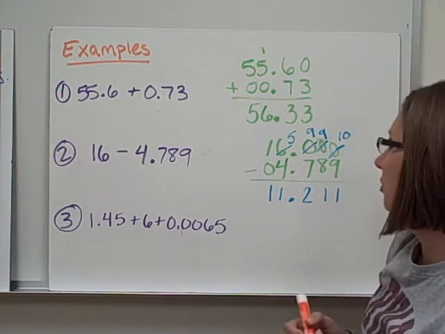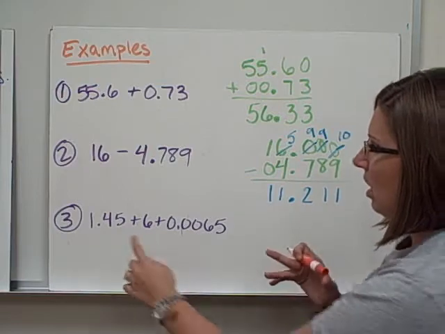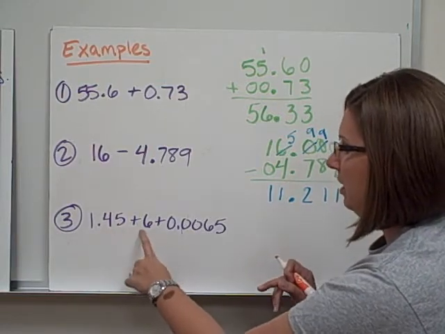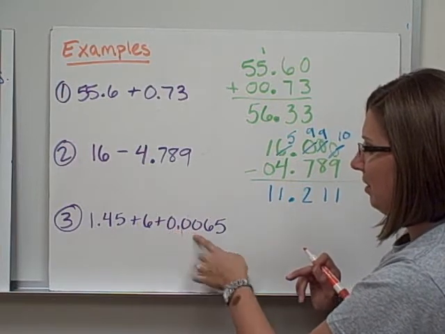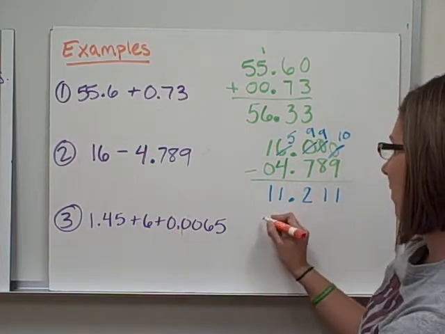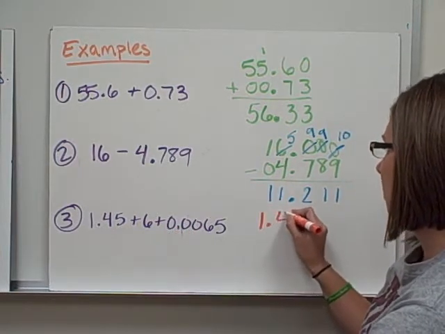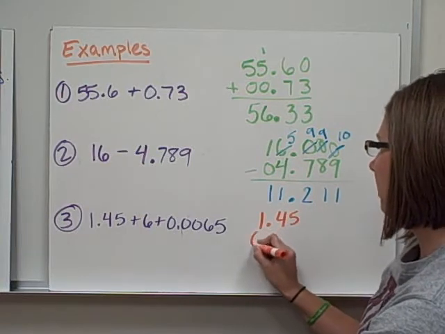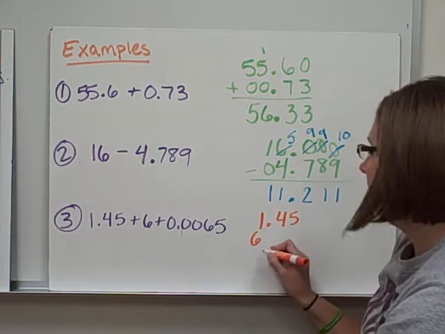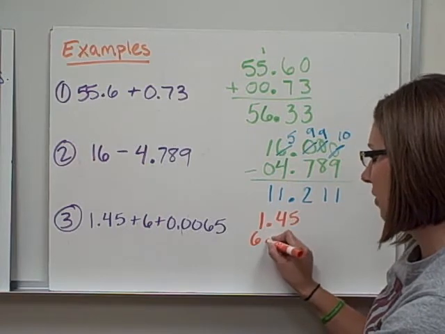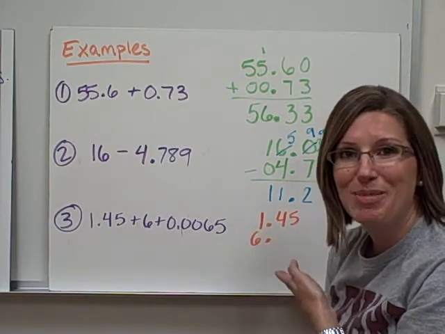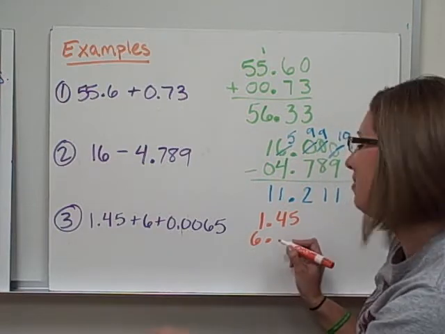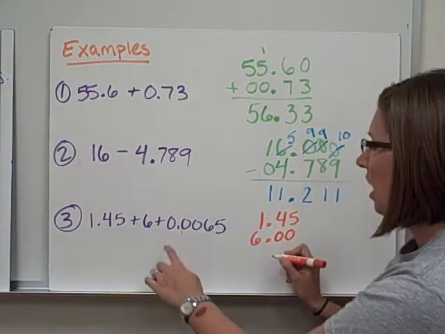Let's see if I can find some room to do this problem. 1.45 plus 6 plus 0.0065. So I'm going to line up my decimals is what I should have said. The number 6 does not have a decimal, so I'm adding a decimal with some zeros as placeholders. And then here we go.